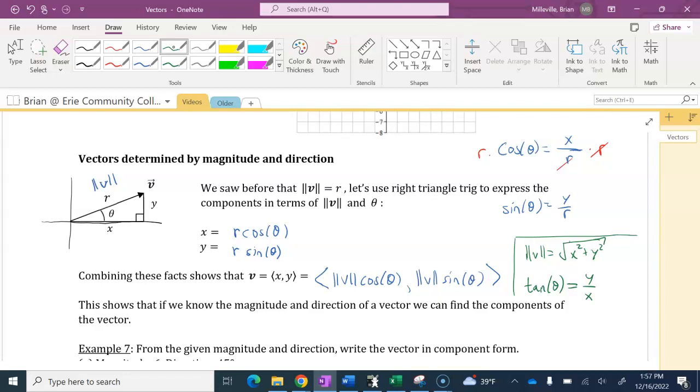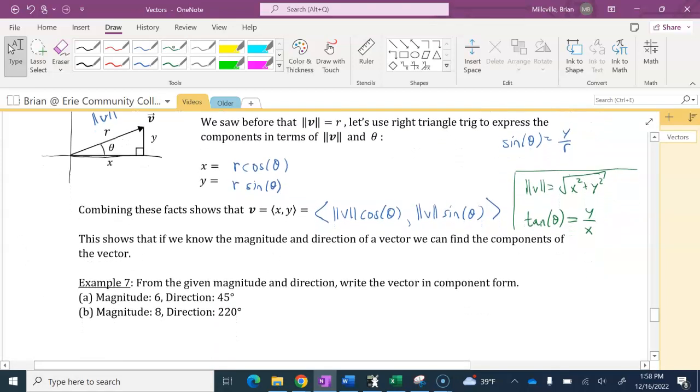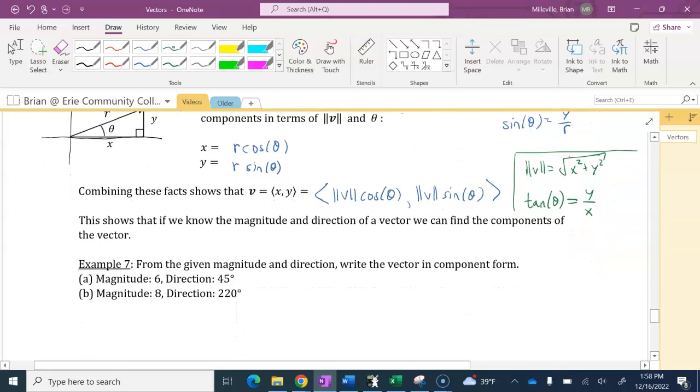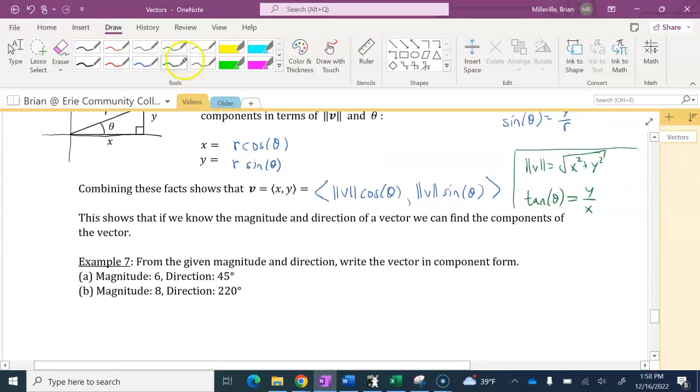So this is showing us two things. What we have in blue: if we're given the length and the angle, then we can write down the components. If we're given the components, we can determine the magnitude and the angle theta. Let's get a little bit of practice working with the formula up above in blue. Suppose we're given a vector with magnitude 6 and direction 45 degrees.